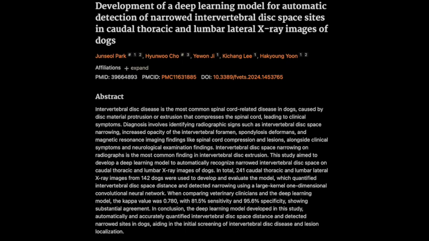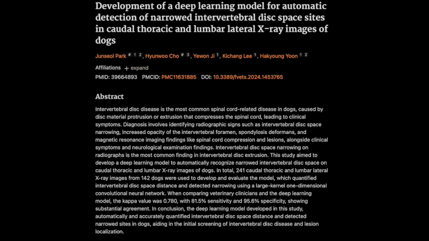So how well did this large-kernel 1D CNN model perform? Did it actually live up to the expectations? The results were incredibly promising. The model showed a high level of agreement with the assessments of veterinary clinicians, achieving a sensitivity of 81.5% and a specificity of 95.6% in detecting narrowed intervertebral disc spaces.